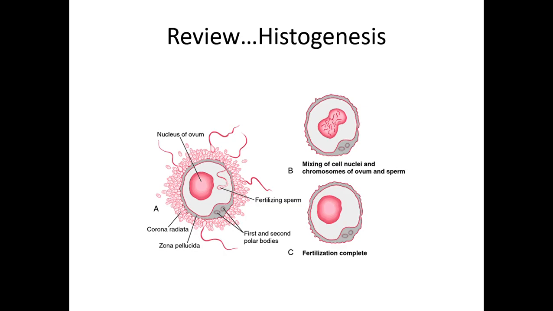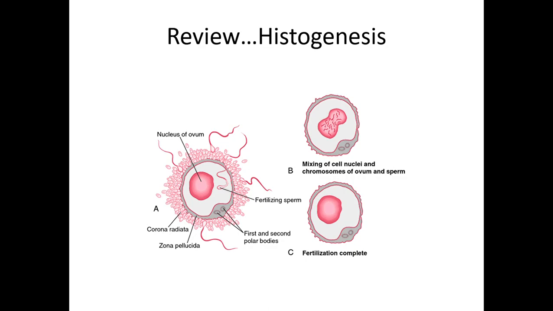So we'll have a brief review on histogenesis. There are two cells involved here, the egg cell and the sperm cell. The egg cell could be round in shape, could be ovoid in shape, and aside from the cell membrane, it is protected by two layers. We have the corona radiata and zona pellucida.